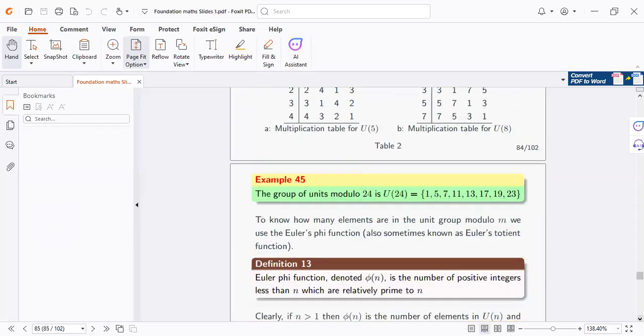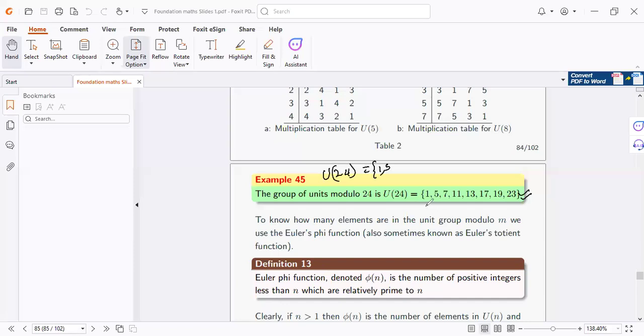Now, of this group, U24, mod 24. These are elements which are relatively prime to 24. The elements which cannot divide 24, they're relatively prime. So 1 is one of them, 2 is not, 3 is not, 4 is not. So these are the elements. They are relatively prime to 24. Now the question is, how many are they?